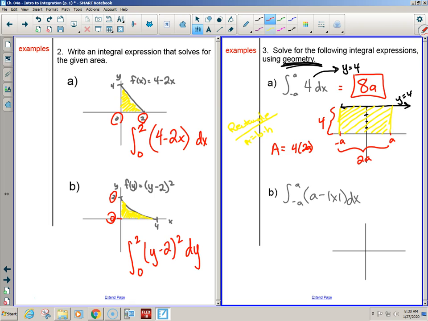Which means a vertical shift. So it's been shifted from 0, 0 up to some distance a. Some distance a. It's going downwards. Now wait a minute. This is great and all. Okay, yeah, fine. It's going to be a triangle.